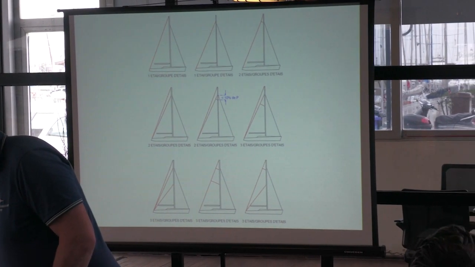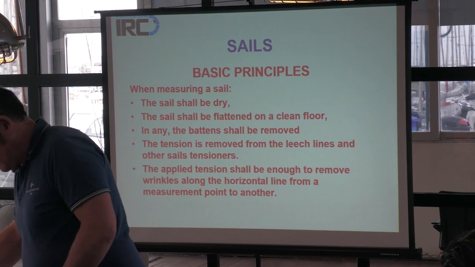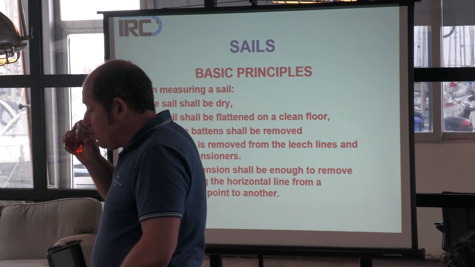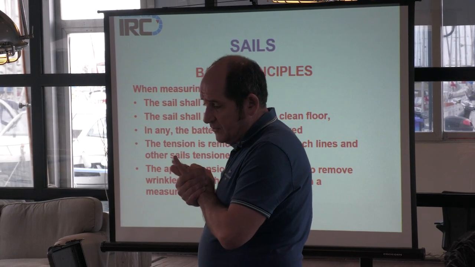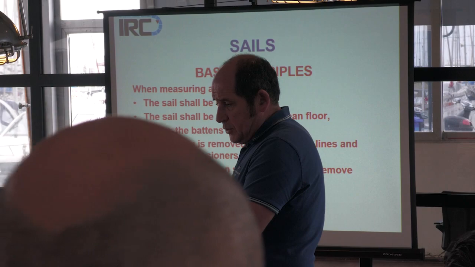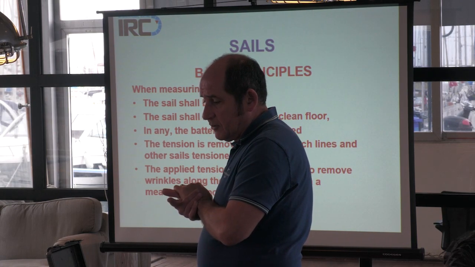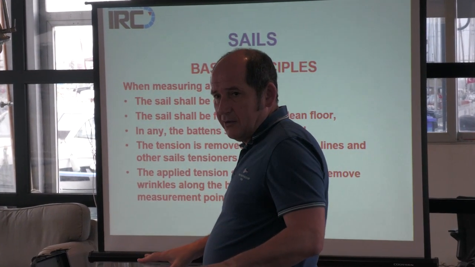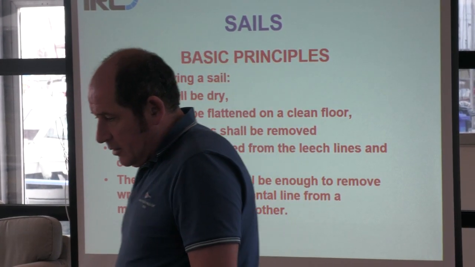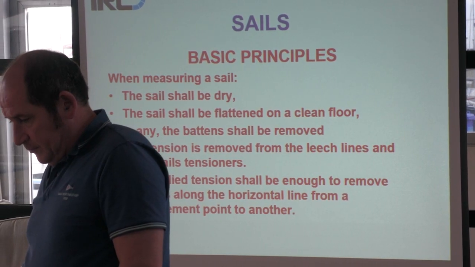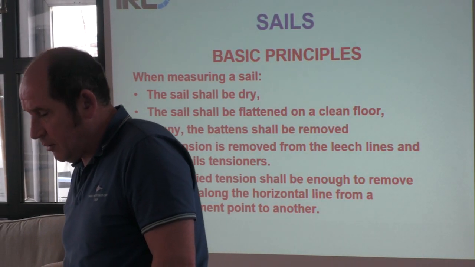So let's go now for the sails measurement. Before measuring a sail, whatever type of sail, first be sure that the sail is dry. Okay. The sail shall be flattened on a clean floor, an appropriate area for measurement. For instance, here it will be, I think, very nice and very good. If any, the battens shall be removed. The tension is removed as well from the leech lines and other sail tensioners at the foot of the sail, for instance.